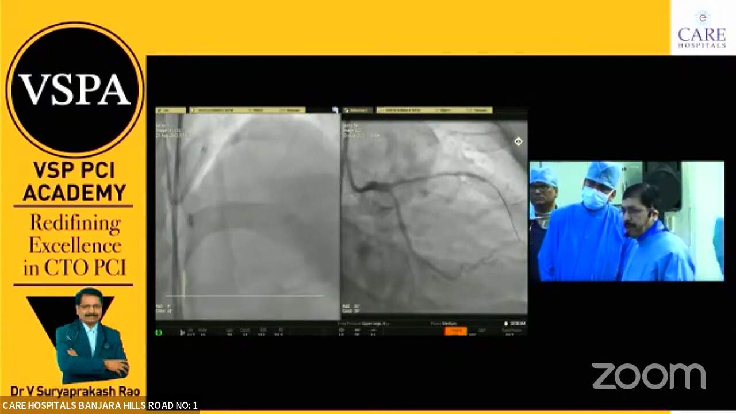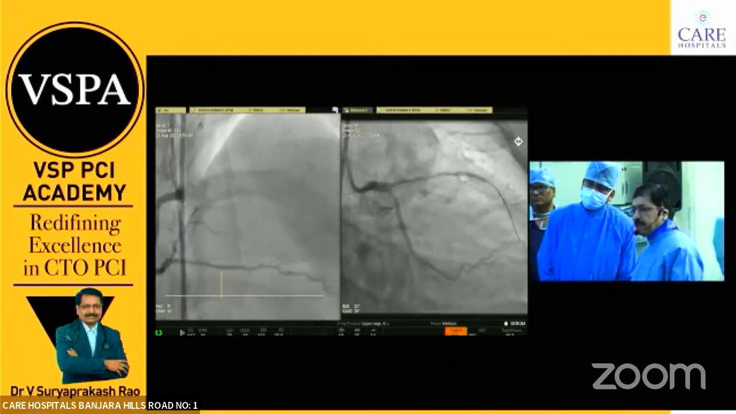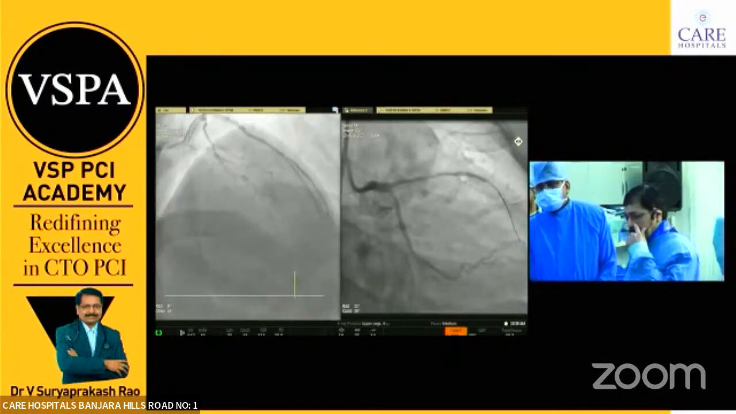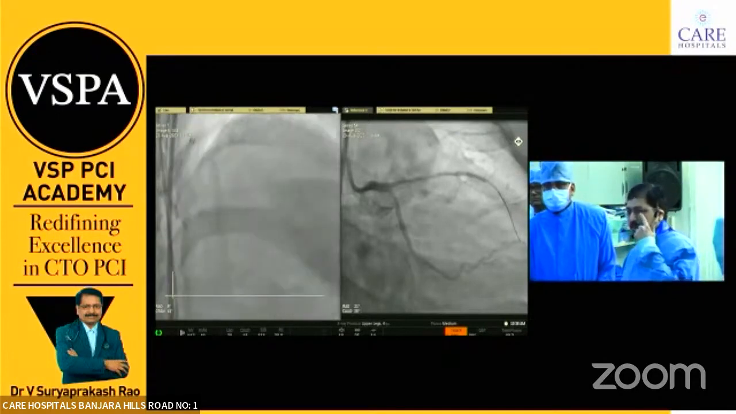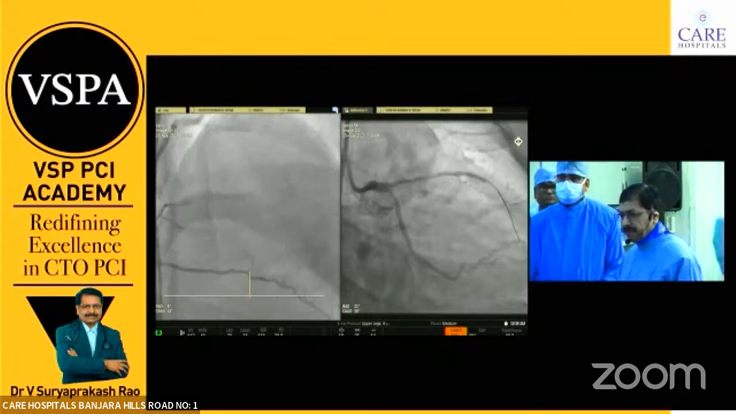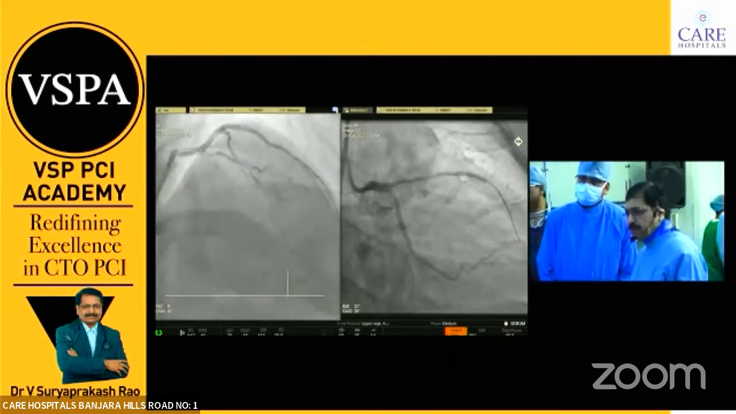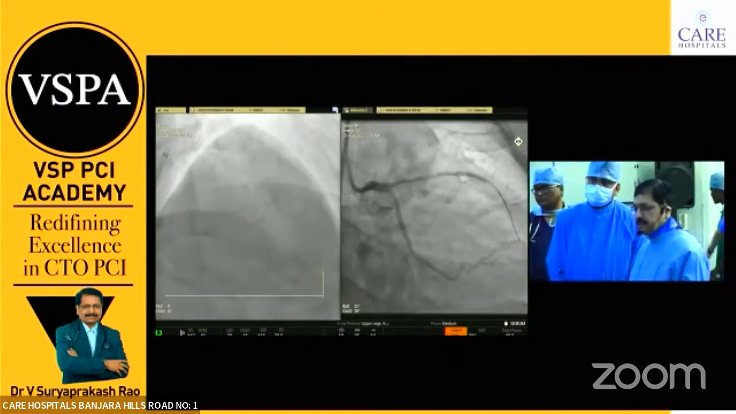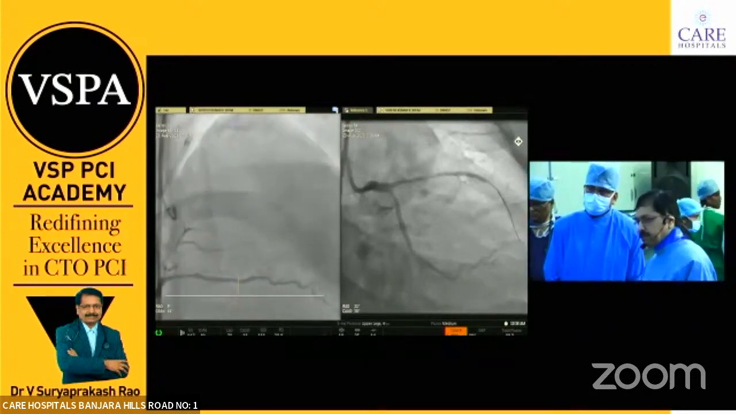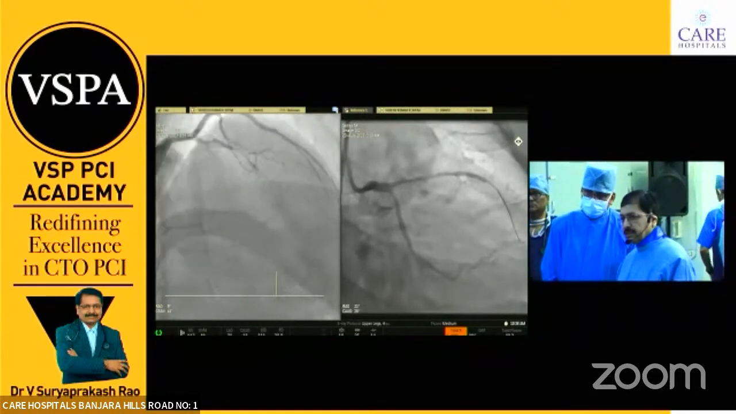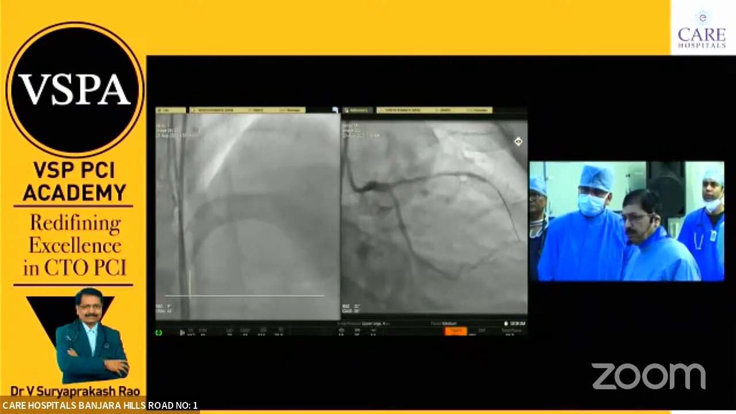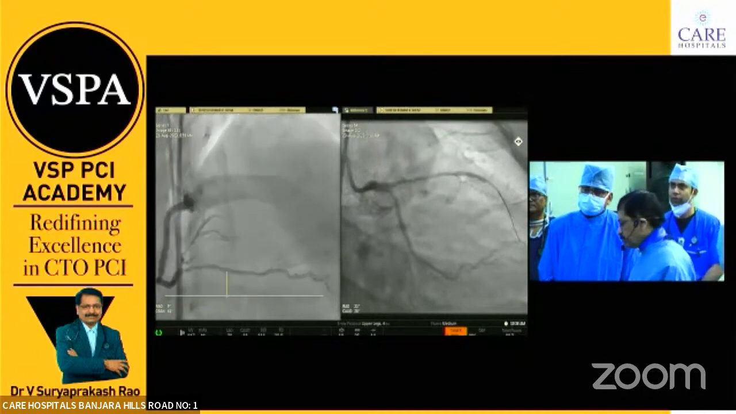So ideally, because the LAD is the target and his LV function is well preserved, that's important. That's why it must be a viable myocardium. I've seen many people, particularly in LAD territory, get benefit. So we took him because the distal LAD is not that diseased and grafts may not accept. It's a long segment disease. So we took up the challenge of doing a CTO PCI in this extreme morbid obesity.